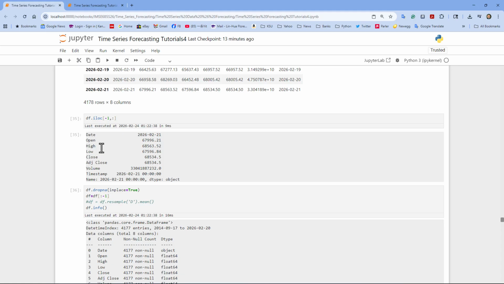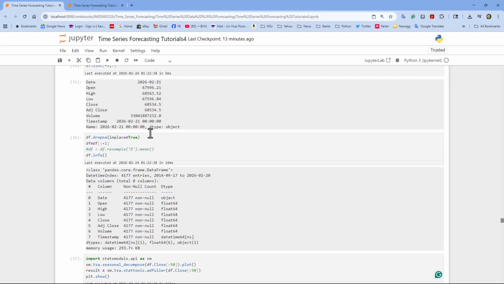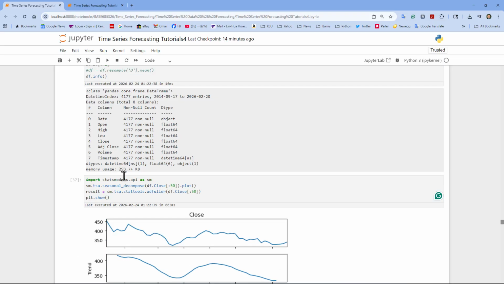So the last data point is 2026, February 21st, as of about last week when we presented. And then we're going to drop all the newer data, which we have 4,177. So we drop one of the data.